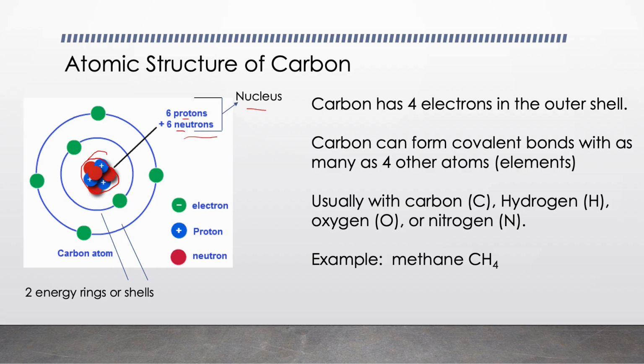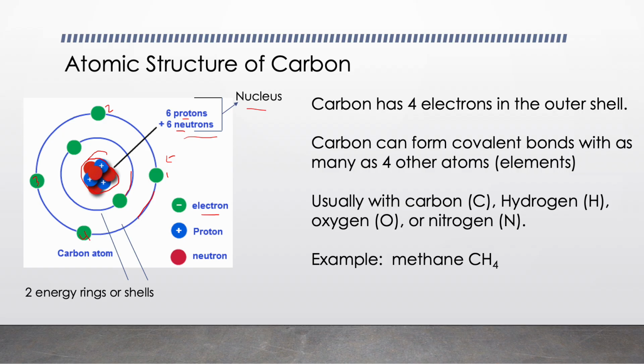Surrounding the nucleus are the energy rings, or shells. This blue circle around each, there's 2 of them. Those are our energy rings. Carbon happens to have 2 energy rings. In the energy rings are where we find our electrons. It's this outermost energy ring that we're concerned with. It has 4 electrons, 1, 2, 3, and 4.